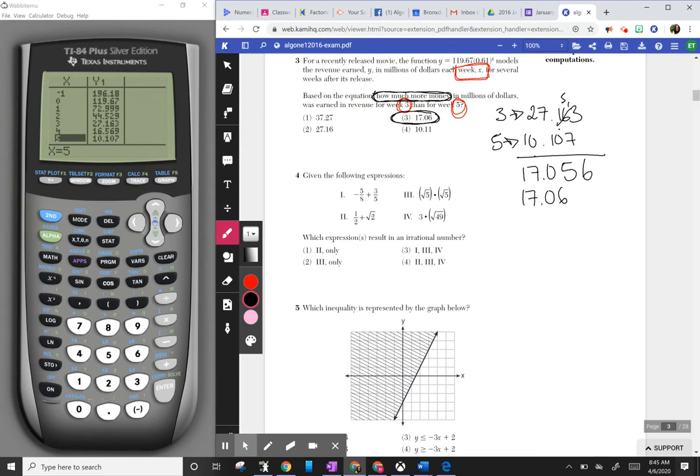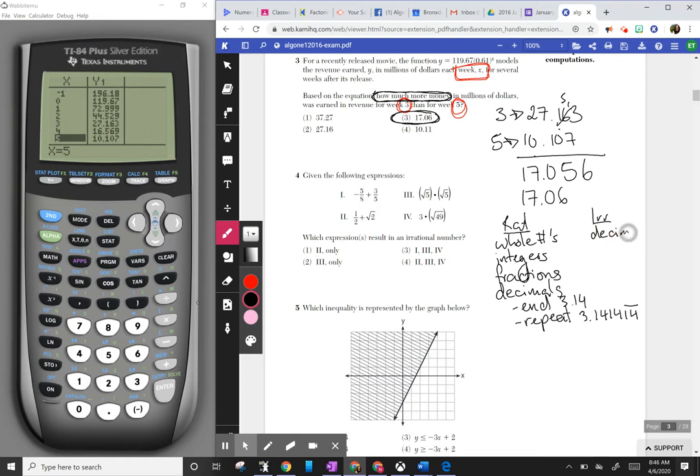Okay, question number 4. Which expressions result in an irrational number? Okay, remember, rational are whole numbers, integers, fractions, and decimals that end or repeat, right? And by end, I mean like 3.14. By repeat, I mean 3.141414, on and on.